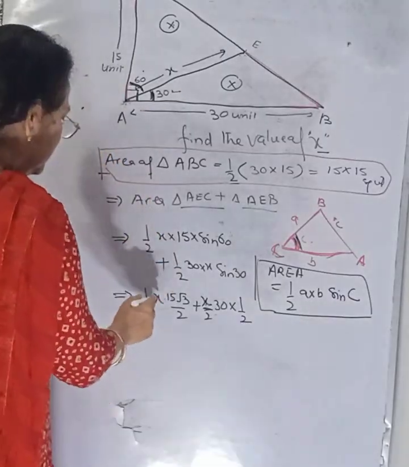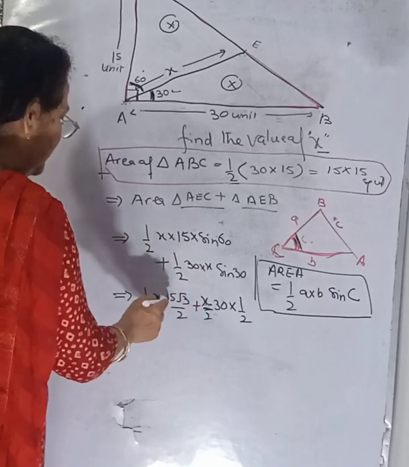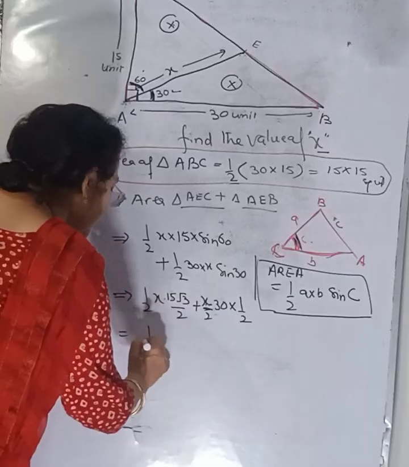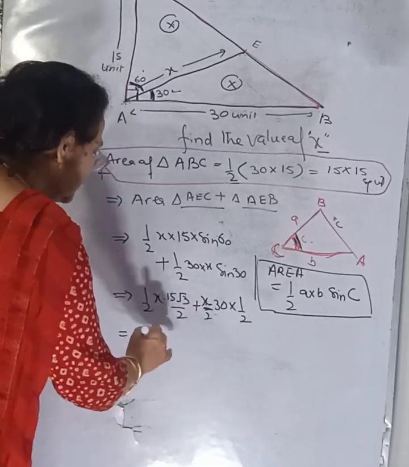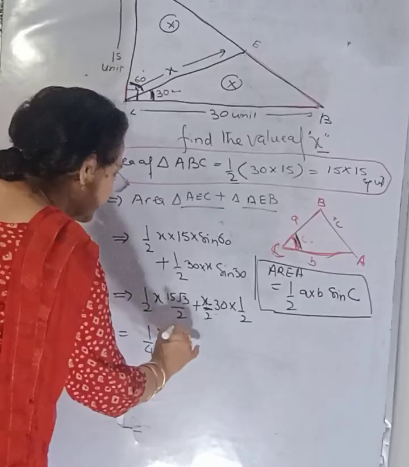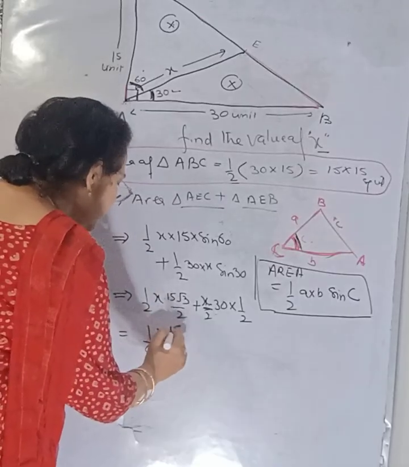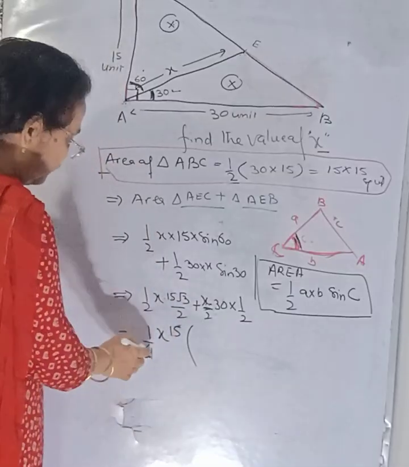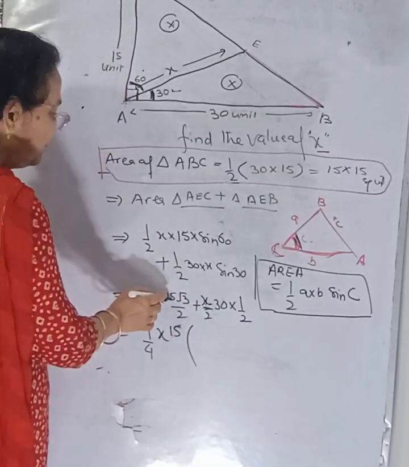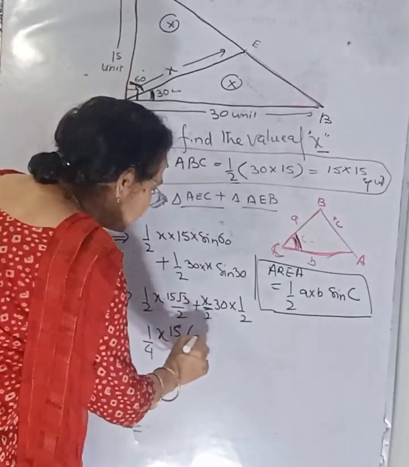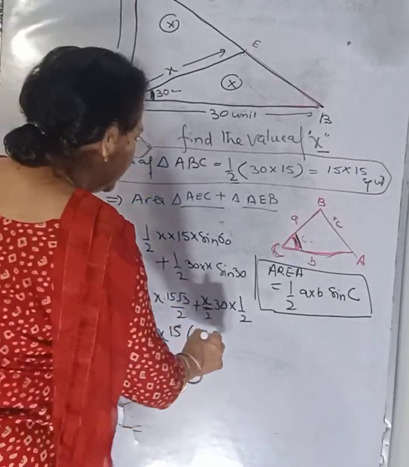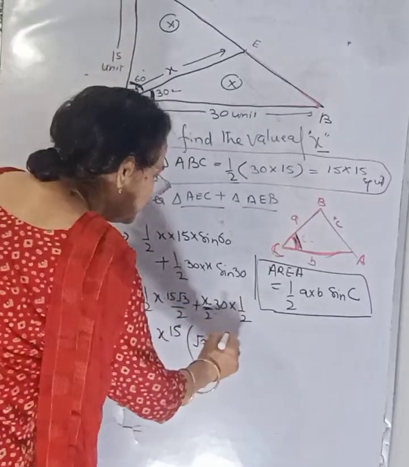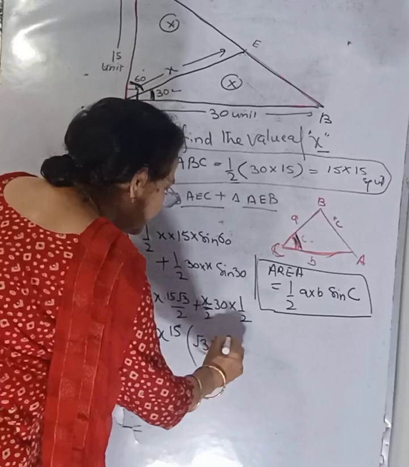Okay. 1/4 x into 15 can be taken common. Inside the bracket, we'll get 1/4 taken common, x taken common, 15 taken common, √3 plus 2.